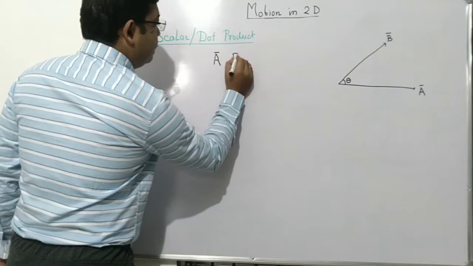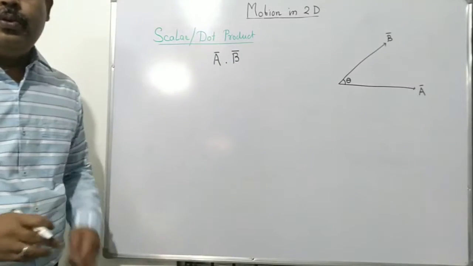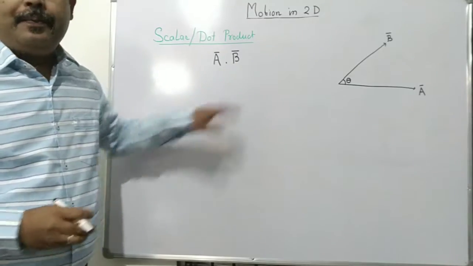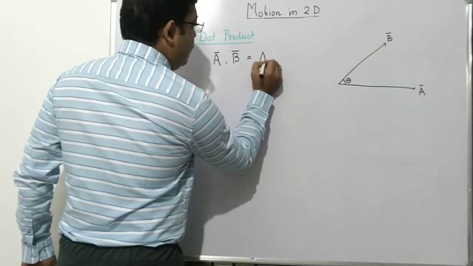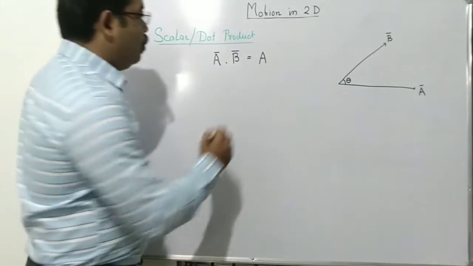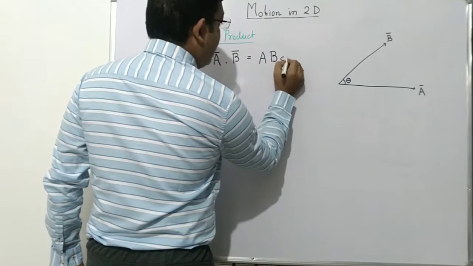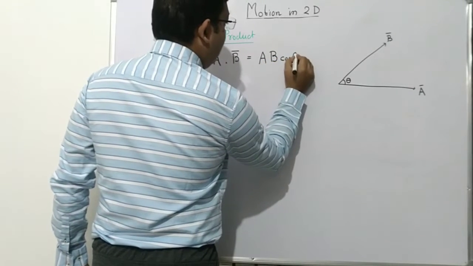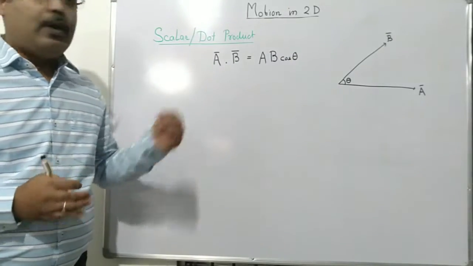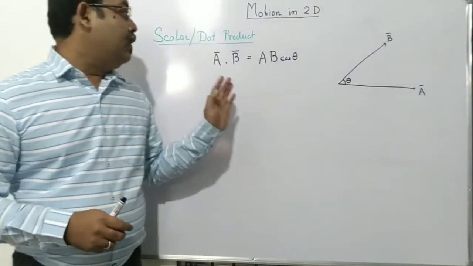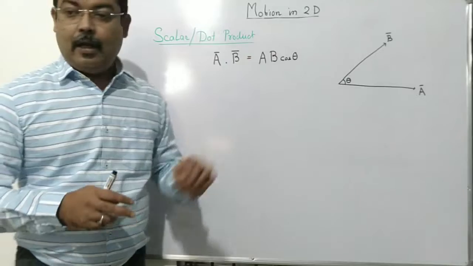Now, the dot product or scalar product of A and B, represented by a dot between the two, A dot B, is defined as the modulus of vector A, that is A, then the modulus of vector B, and the cosine of the angle theta between the two. So by definition, the dot product of two vectors is simply the product of the magnitudes of both the vectors and the cosine of the angle between them.